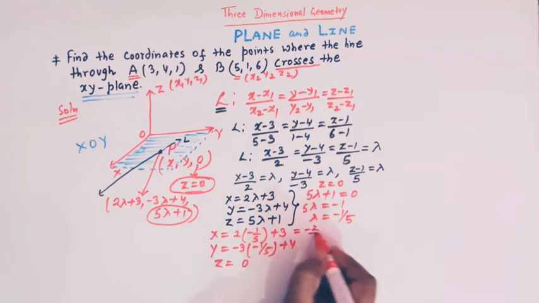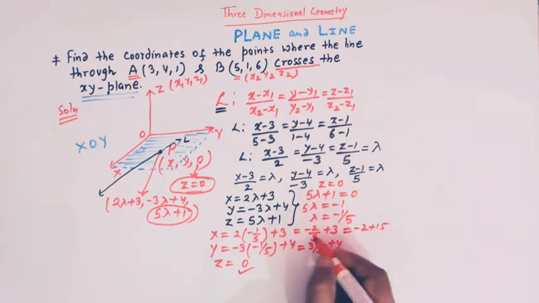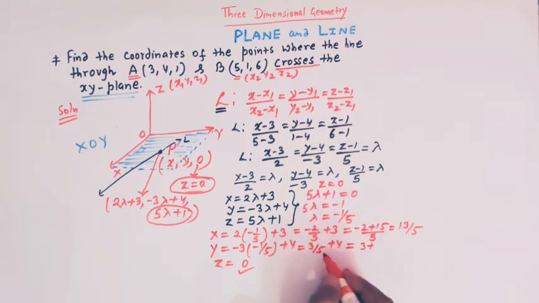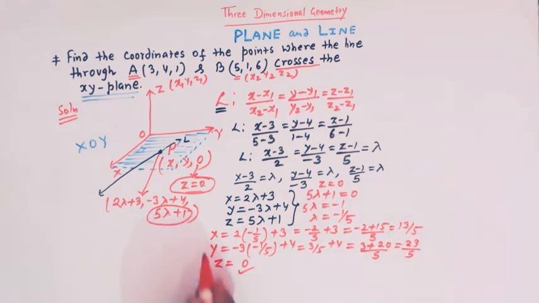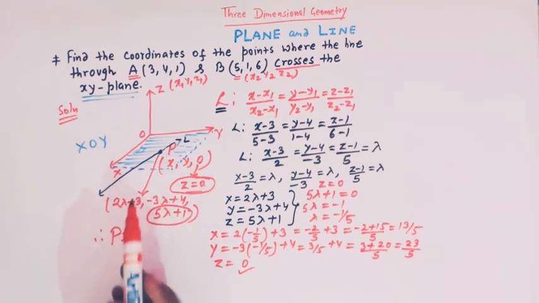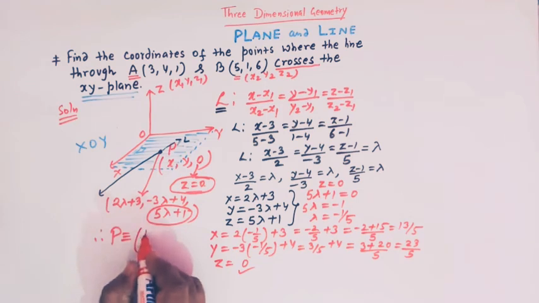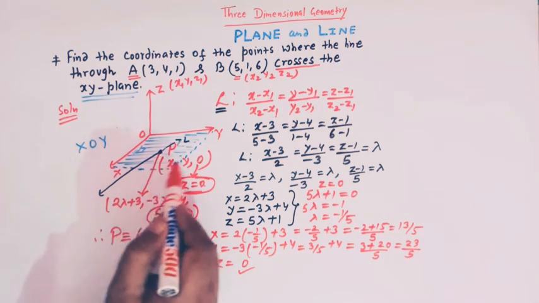Now here we have minus 2 over 5 plus 3, here we have 3 over 5 plus 4, and here z is 0. So we have minus 2 plus 15, since 5 threes are 15, over 5, so this is 13 over 5, and here we have 3 plus 5 fours, which is 20, over 5, so we have 23 over 5. So we have now obtained the values of x and y. Therefore the coordinates of this point P, where this line L crosses the xy plane, are 13 over 5 comma 23 over 5, and z is 0. This is the required coordinate of the point P.